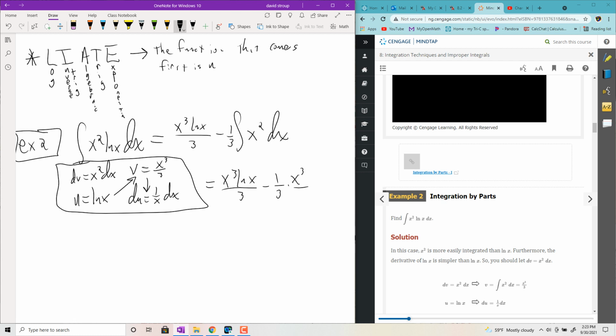It's x cubed over 3 plus c. And then we can clean it up a little bit and we'll have our answer. Okay, great.